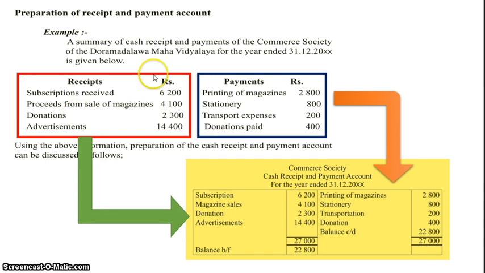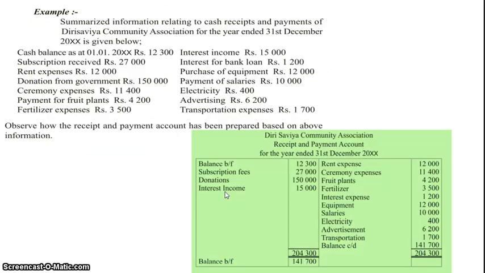Sometimes advertisement will be given as expenses. Then you record it under expenses. Printing of magazine expense, stationery purchases expense, transport expenses are again expenses, donation paid is an expense. So you can see here, when you balance it off, you have carried down and balance brought forward. So this will be the balance for the next year. So it's easy now, I'm not going into detail one by one because you already know what is the income and what is the expense in general terms.